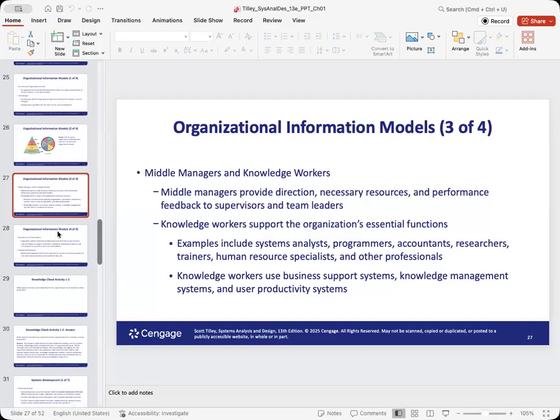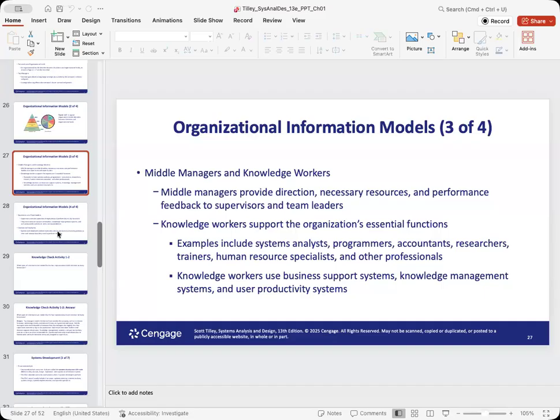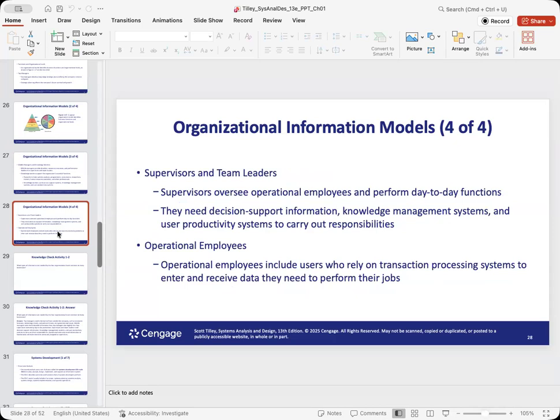I don't think I should describe them, or should I? Middle managers and knowledge workers. Now, the middle managers provide direction, necessary resources, and performance feedback to supervisors and team leaders. And the knowledge workers support the organization's essential features. And then we also have supervisors and team leads. They oversee operational employees and perform day-to-day functions. And then the operational employees also include users who rely on transaction processing systems.